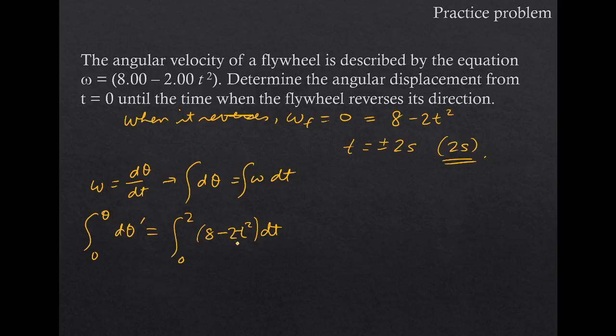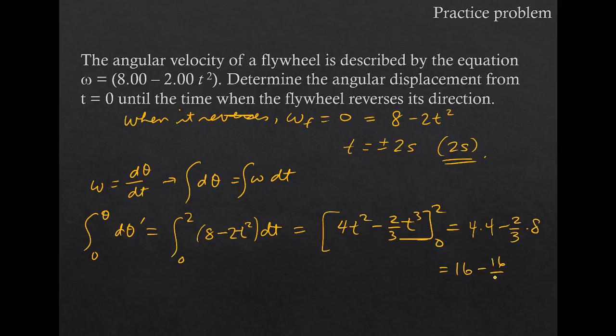dt. The left side is just theta, and the right side is going to be 4t squared minus 2/3 t cubed, evaluated from 0 to 2. So that's going to be 4 times 4 minus 2/3 times 8. That's 16 minus 16/3, which is going to give us 32/3, and that's going to be radians. So that's theta, or if you wish, delta theta.